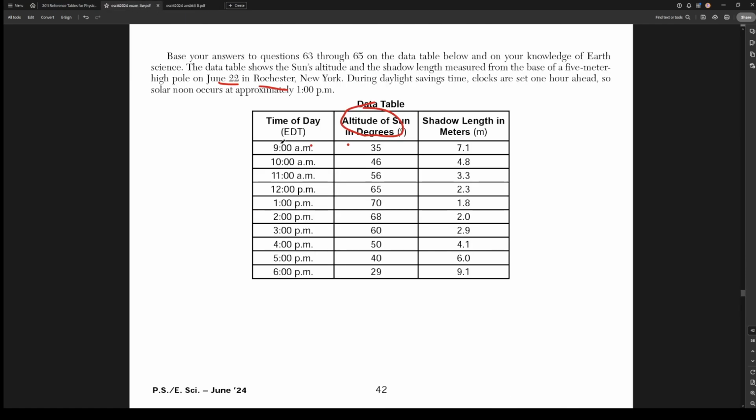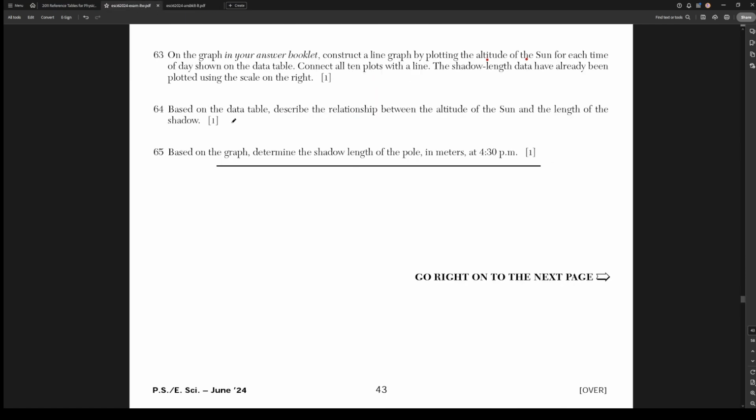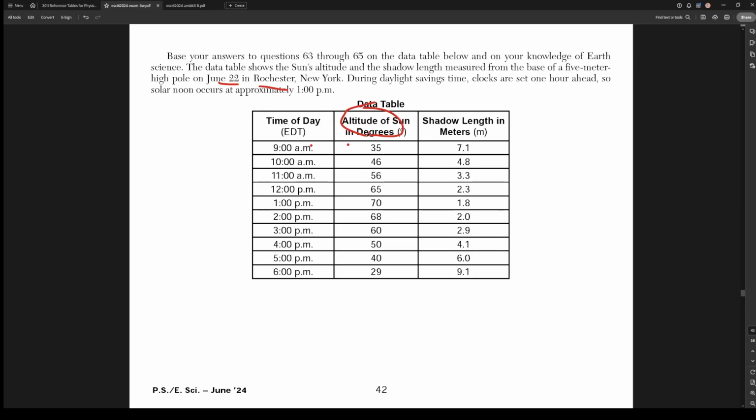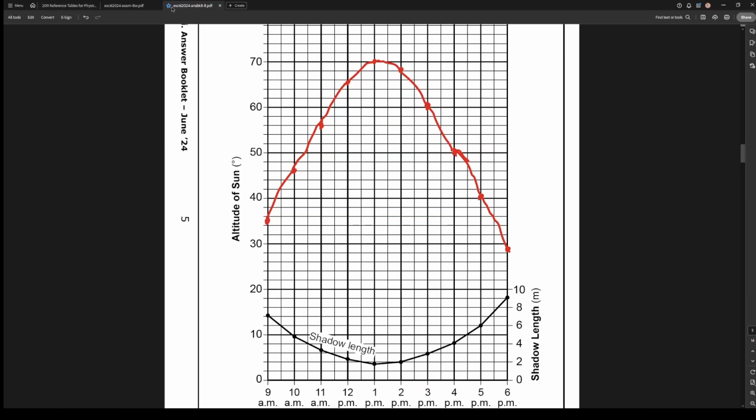Good enough for me. Okay, great. Based on the data, describe the relation between altitude of the sun and length of the shadow. So altitude of the sun is low, length of shadow is high. Altitude of the sun is higher, length of shadow low. So it's inverse. As altitude of the sun increases, shadow length decreases.